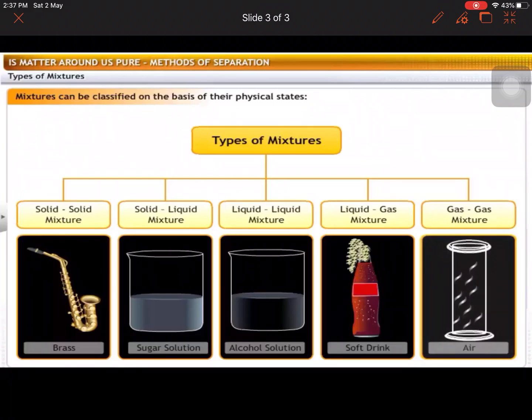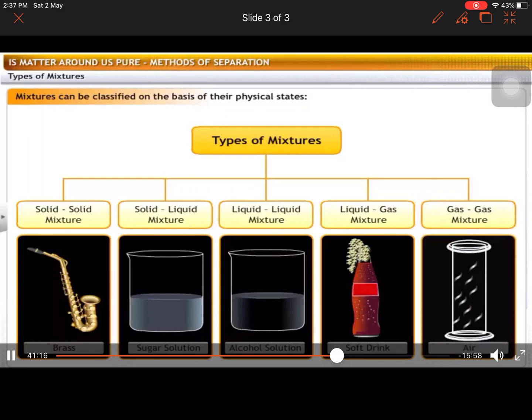Hello students, welcome to my channel. In this video we are going to discuss types of mixtures and their separation. Starting with solid mixtures and then moving towards gas mixtures, we are going to see the types of separation. So start with the video and the animation.